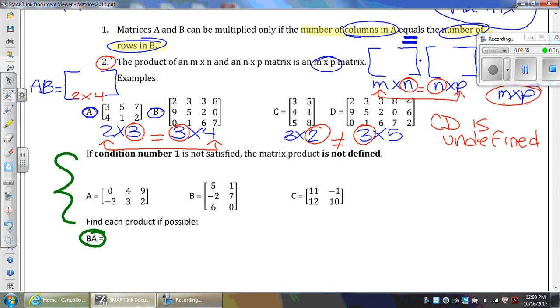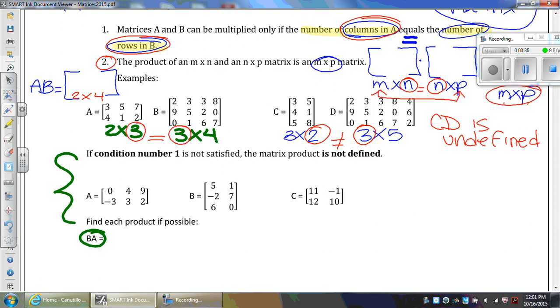If we look at this first matrix, matrix A, the dimensions are 2 rows by 3 columns. The dimensions of matrix B are 3 rows by 4 columns. So what we need to look for is that the number of columns in matrix A, in this case 3, is equal to the number of rows in matrix B, which is also 3. So those two numbers are equal, that means that we can multiply.